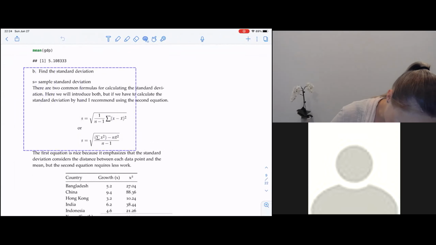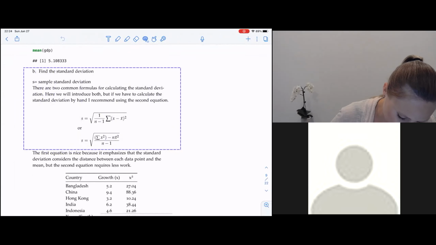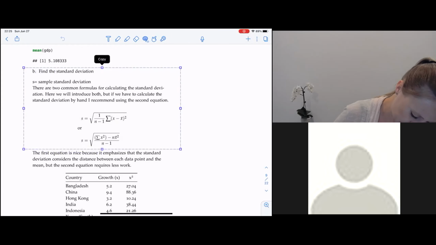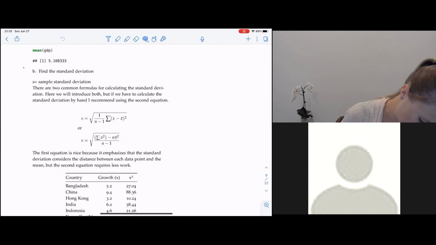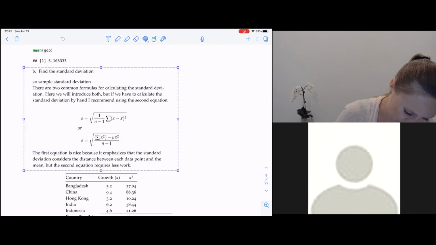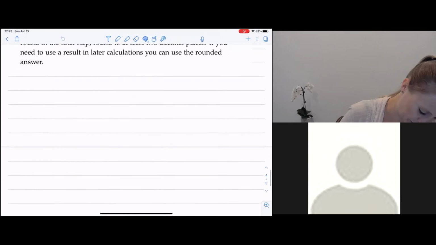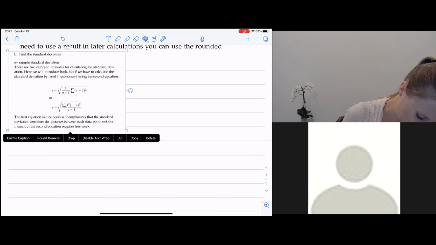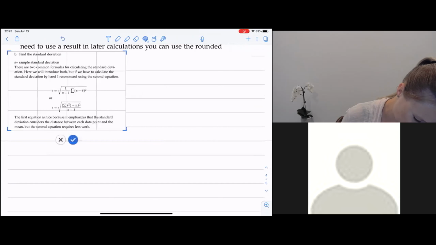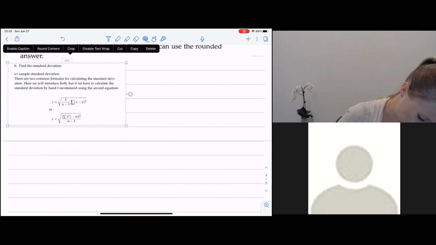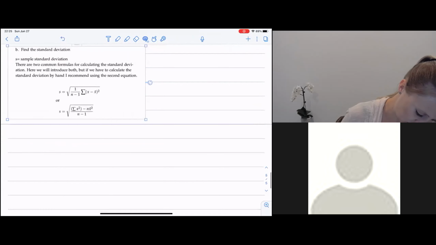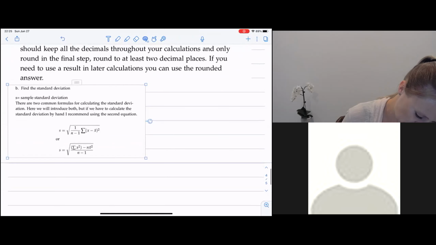If we have to find the standard deviation, let's see here. I'll just do this whole kit and caboodle. Or maybe not, there's no room. Crop top. Okay, maybe crop some more here.